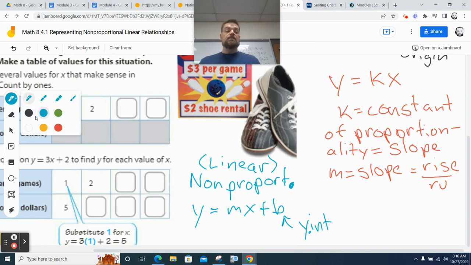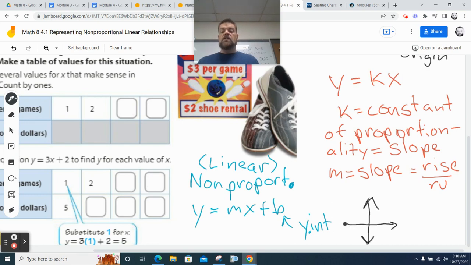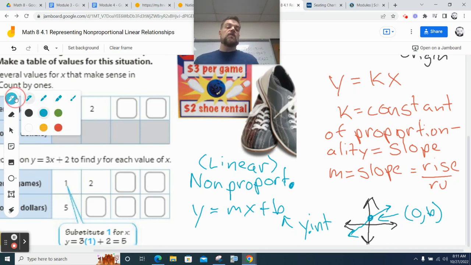But basically, for this graph, the non-proportional one, it's still a straight line, but it crosses the y-axis somewhere other than the origin. So this point right here is going to be 0, whatever the b value is of the equation. You still have the slope. It's still a straight line. It just doesn't cross through the origin.